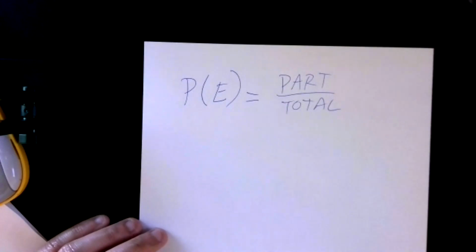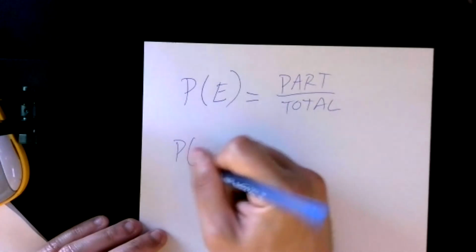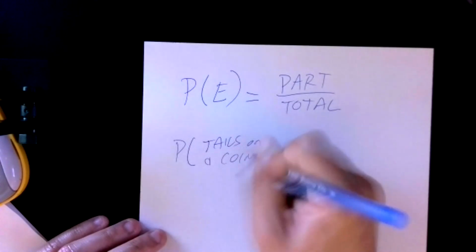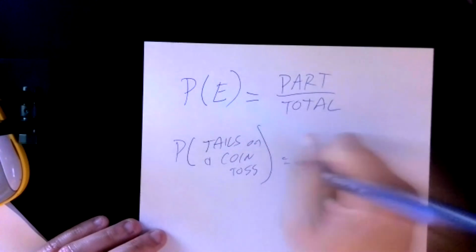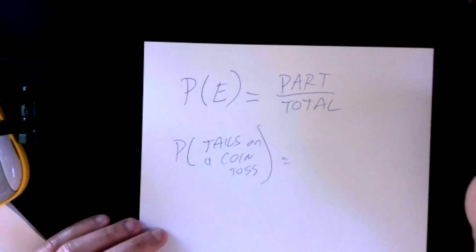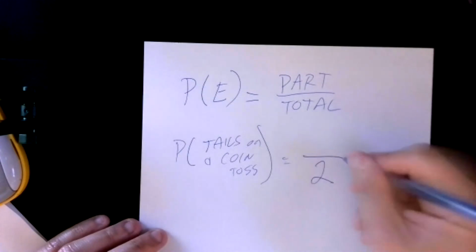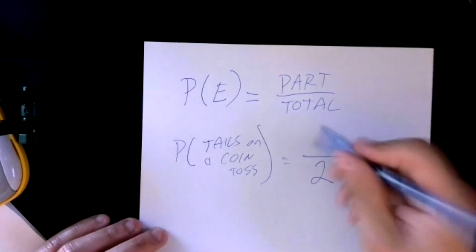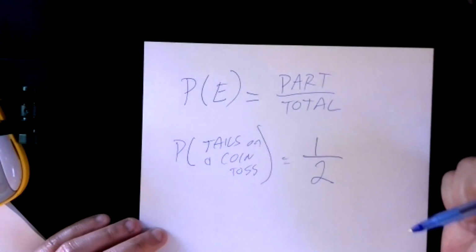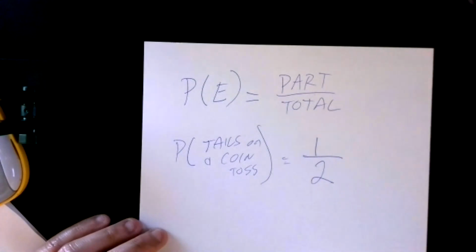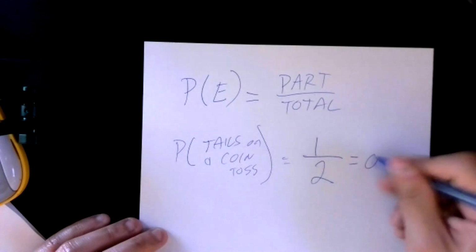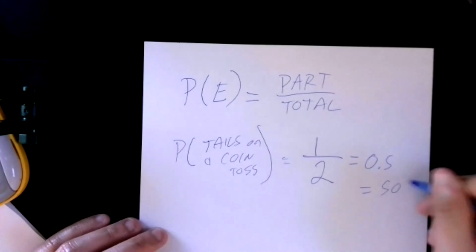If we talk about something very simple, like the probability of getting tails on a coin toss, how many possible outcomes are there? 2, either heads or tails. How many outcomes do you want? 1, which is tails. And this is all you have to remember, part over total for probability. Now, this is a ratio, which is fine. You could also turn this to a decimal, 0.5, or a percent, 50%.